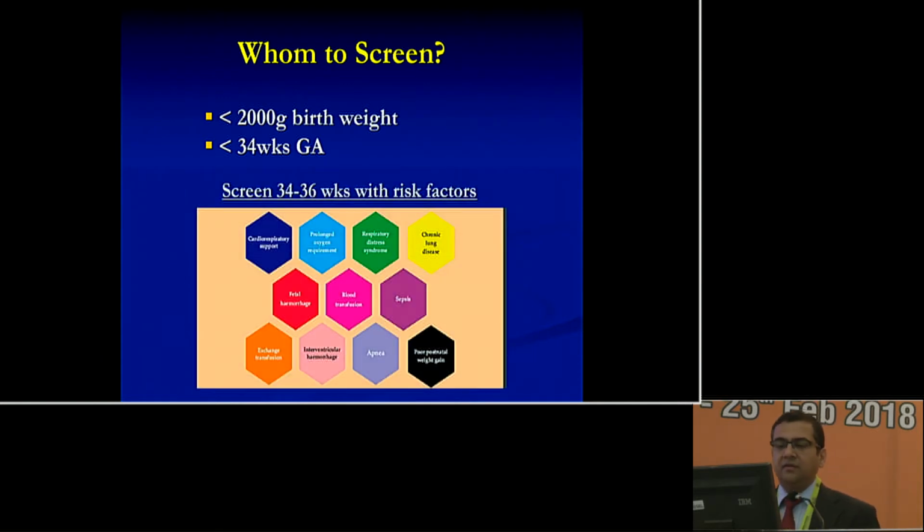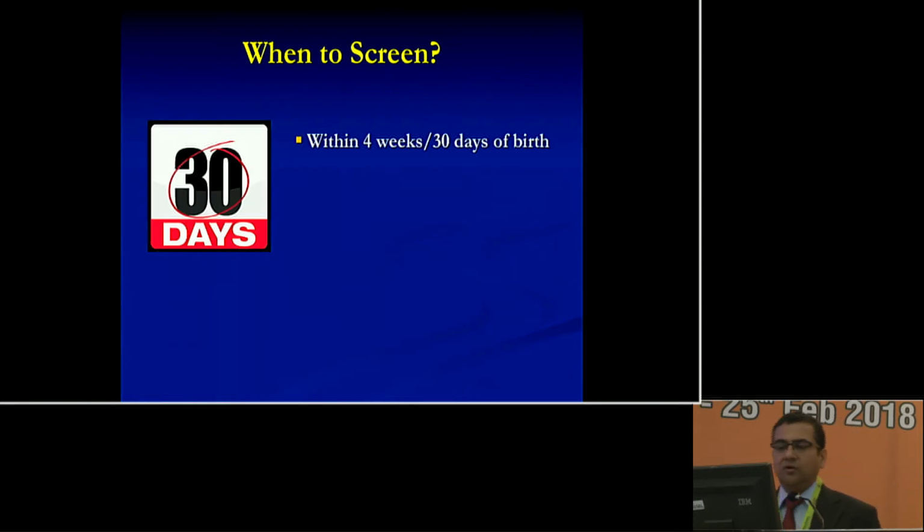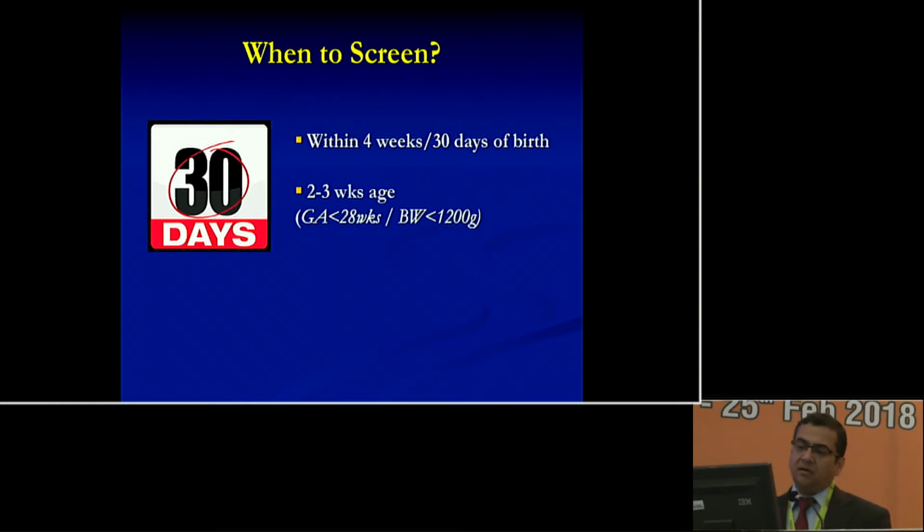You can also screen babies from 34 to 36 weeks gestation age if they have a large number of risk factors, like requiring cardiorespiratory support, RDS, chronic lung disease, blood transfusion, sepsis, and so on. And when should you screen them for ROP? You should screen all these babies within 4 weeks of life or within 30 days of birth, or 30 din roshni ke, as Dr. Jalali likes to call it. For smaller babies born less than 28 weeks or less than 1200 grams, you can screen as early as 2 to 3 weeks to detect aggressive posterior ROP, as Dr. Anil told you.